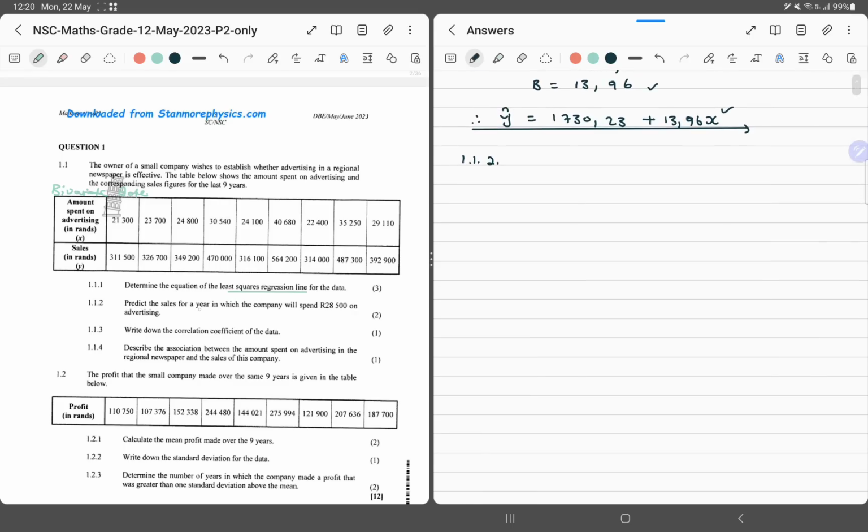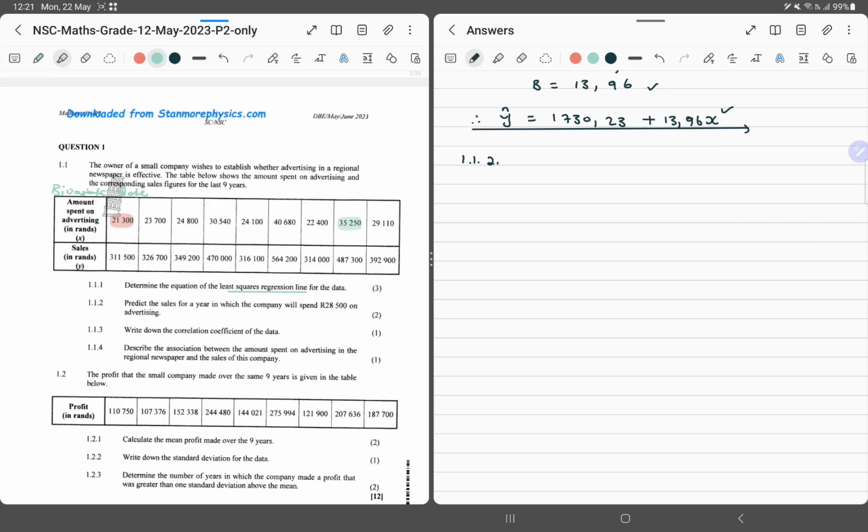So it says predict the sales for a year in which the company spent 28,500, and this one is within the domain because if you look here, they range from the smallest, which is 21,000. So this is the smallest value. And then the greatest value of these ones here is this one.